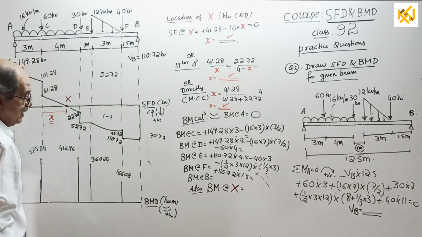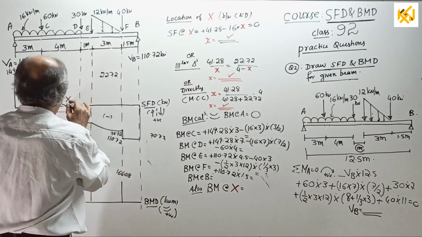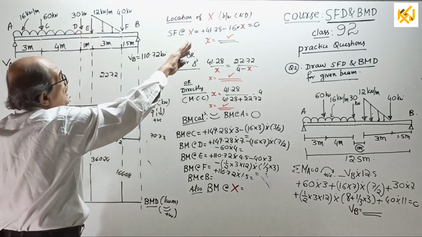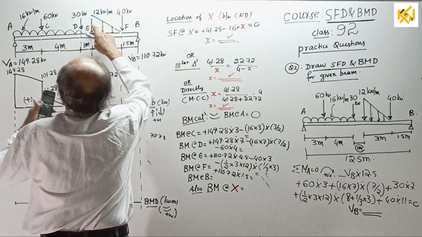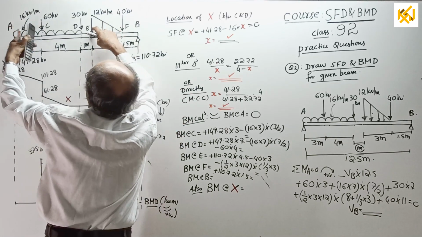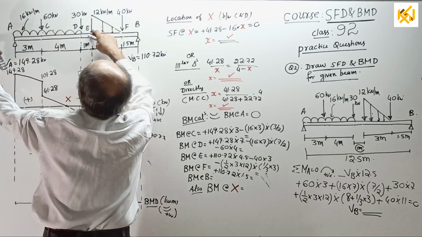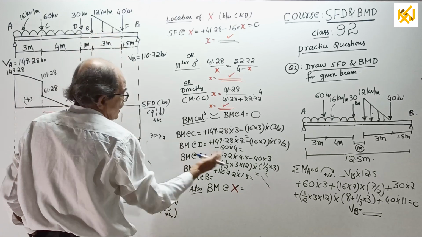166.08. Now, not over, we also require BM at the point X. One more thing I told. See, at E, when you look this side, triangle will come. Suppose you are afraid of triangle, look this side. 149.28 into 8 minus 16 into 7 into 1 plus half of 7 minus 60 into 5 minus 30 into 1. Same answer will come.